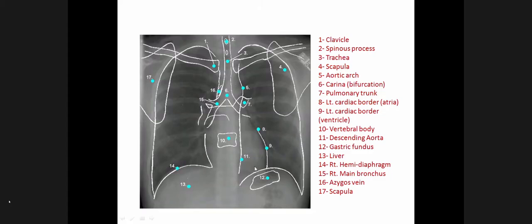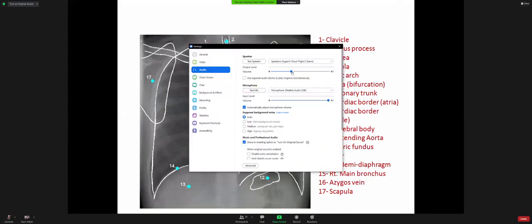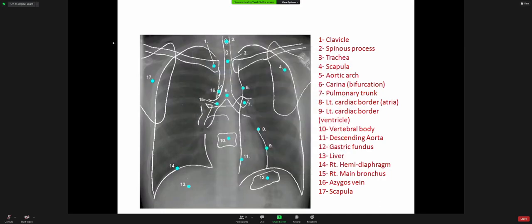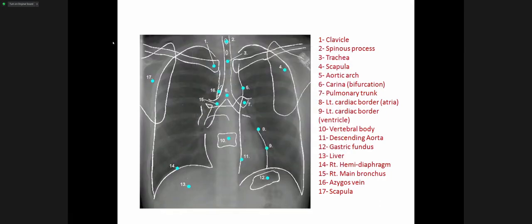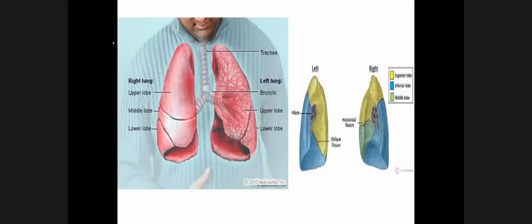right and left hemidiaphragm, right lung, left lung. This is all you have to know concerning the respiratory system: the trachea and its division into right and left main bronchi, the right and left lungs, and the right and left hemidiaphragm. Also, this is a chest X-ray frontal view, modality plain X-ray.